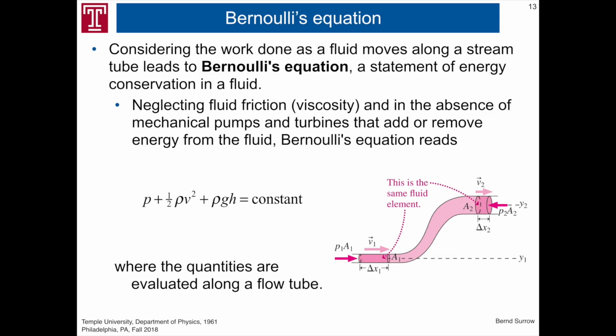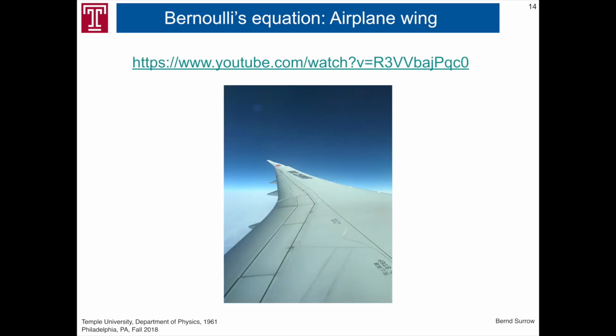So what does this now imply? This implies, once again, if you change one of these quantities, it goes at the expense of another quantity. And let me give you now a beautiful application of that. I strongly encourage you to separately download the notes and click on this link here. And there's a beautiful demonstration of the Bernoulli principle, namely of an airplane wing.